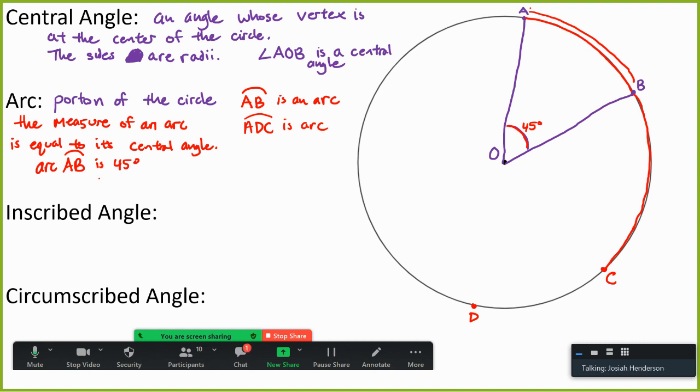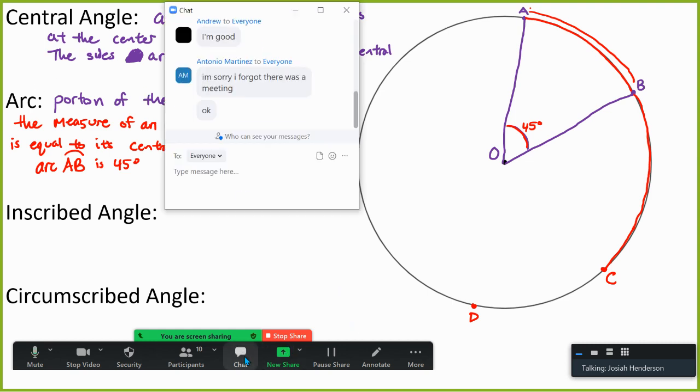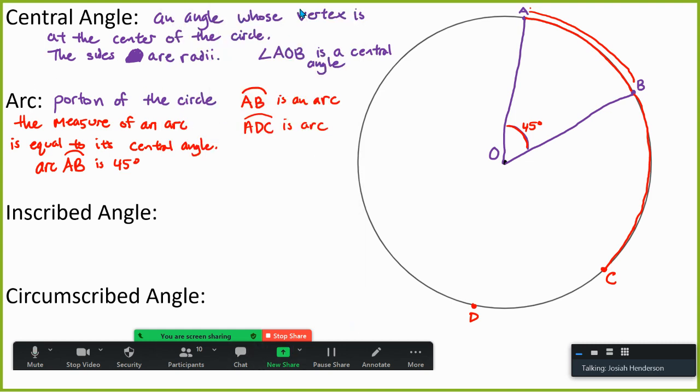Before we look at any more, any questions? I see something in the chat. Oh, it's all good, Antonio. You did miss the first page though, so make sure to look back at those notes later. Any questions, folks, about central angles or arcs right now? Naming them? Anything? No. Okay, thank you, Aaron.